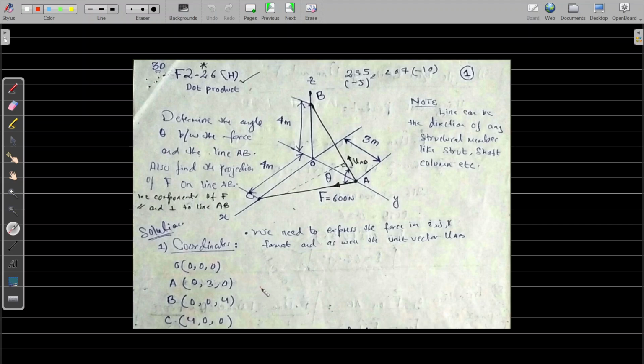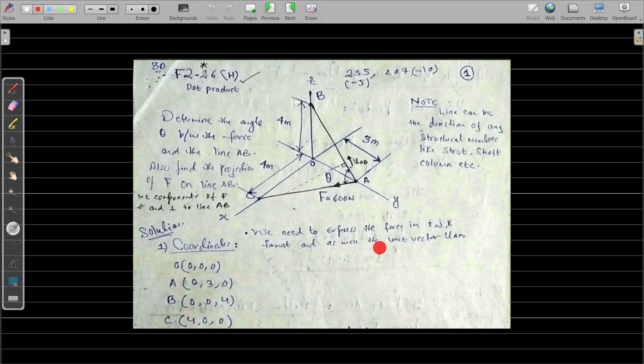Another important point is that a line can be in the direction of any structural member like a strut, shaft, or column. Any of these can be treated as a line, whether it's a strut, a shaft, or a column. They are all force bearing structures, and they will bear some kind of forces. So these coordinates are being explained here.